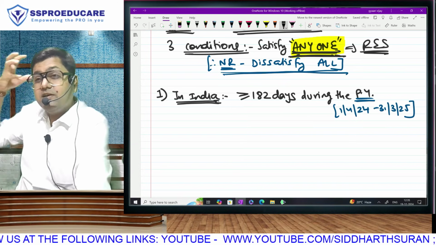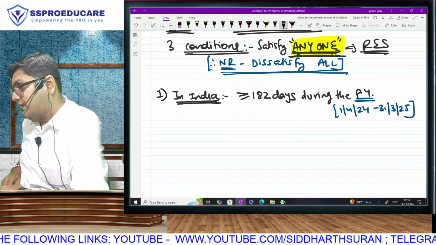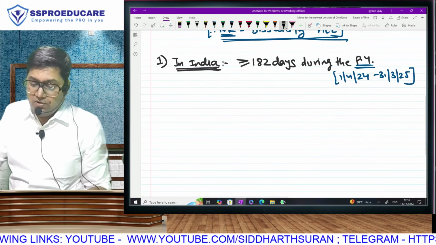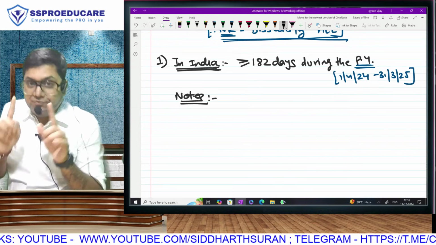But regarding this 182, a lot of questions are coming to my mind. I don't know about you, but my mind is creating so many questions. Sir, what if this happens? Sir, what if that happens? I am now going to give you some explanatory notes of this 182.